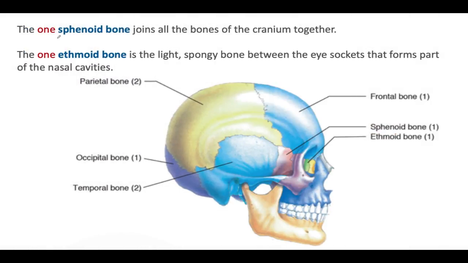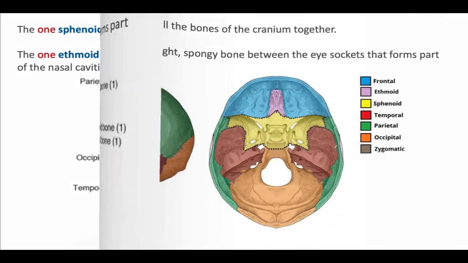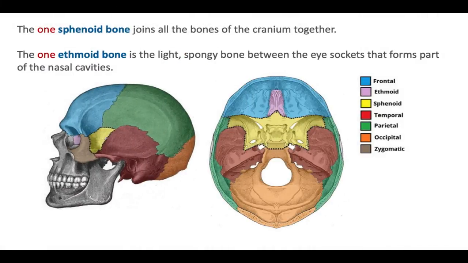All right, now we will focus on the sphenoid bone. The sphenoid bone, like we said, is the connection point. It joins all the bones of the cranium together. And the ethmoid bone is the light spongy bone between the eye sockets that forms part of the nasal cavities. We'll take a look at this inside the cranium.